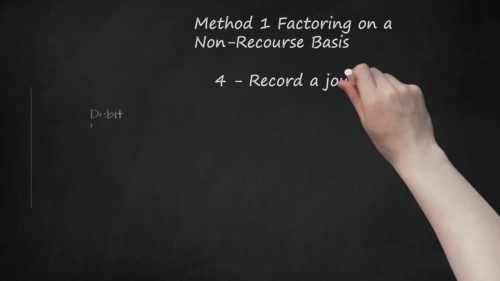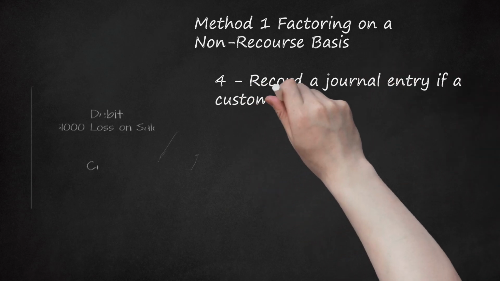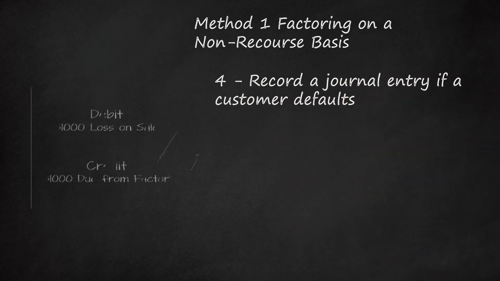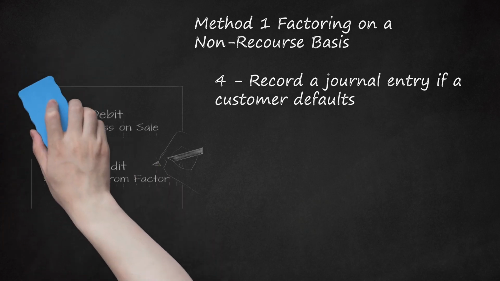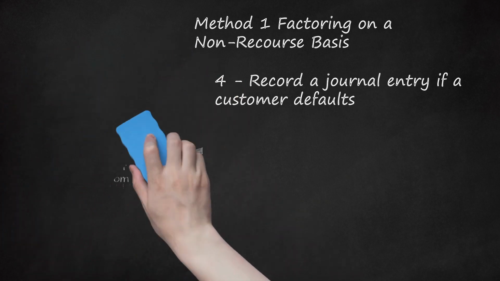4. Record a journal entry if a customer defaults. If the customer does not pay the amounts owed, you will not receive the retainer back from the factoring company and will have to record a loss. Using the previous example, imagine the accounts are not collected. To record the journal entry, debit loss on sale for $1,000 and credit due from factor for $1,000.